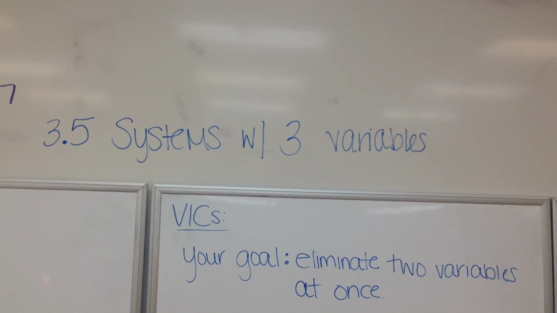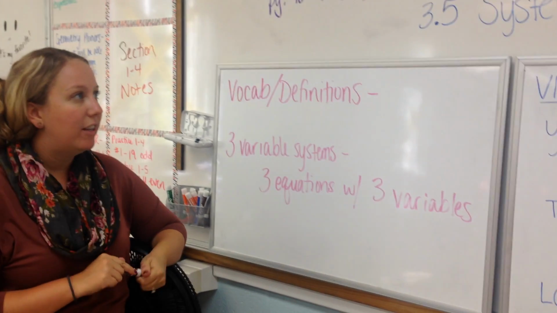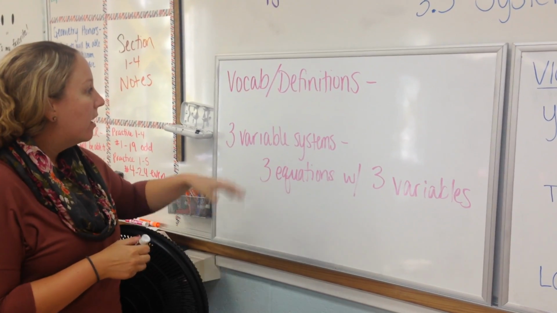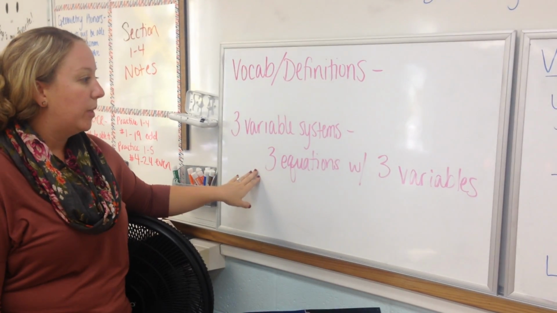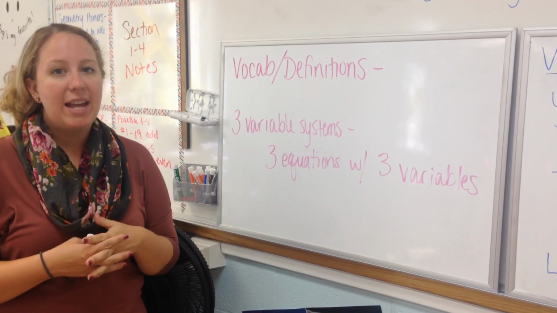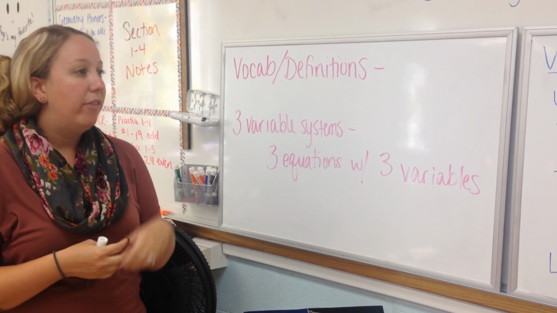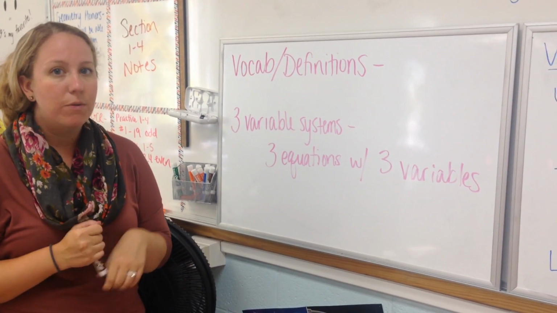Today we're talking about systems with three variables. It's section 3.5 in your book, and for your note taking, your vocabulary is three variable systems. It's three equations with three variables. So today we're looking at equations that have x, y, and z in them, and three equations that you're going to have to use elimination and/or substitution in order to solve.